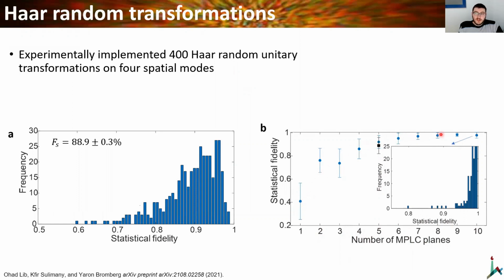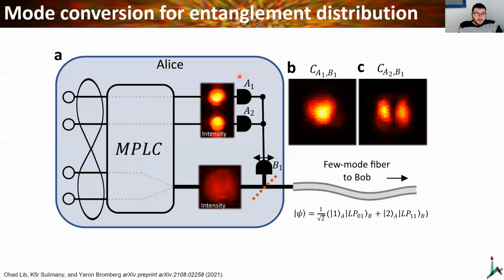And in blue here, you can see what we expect from numerical simulations. If you simulate our device, we get that the experiment is very close to the simulation. But if we go to still a moderate number of planes, for example, 10 planes, we can get to really high fidelities on random transformations.